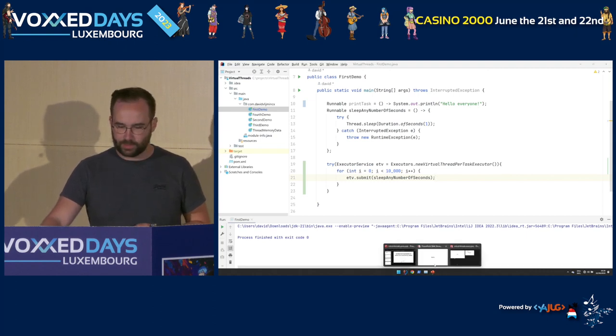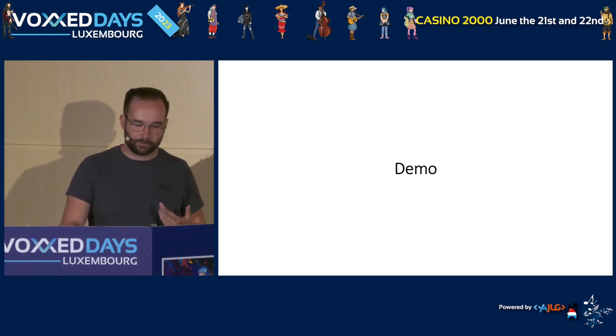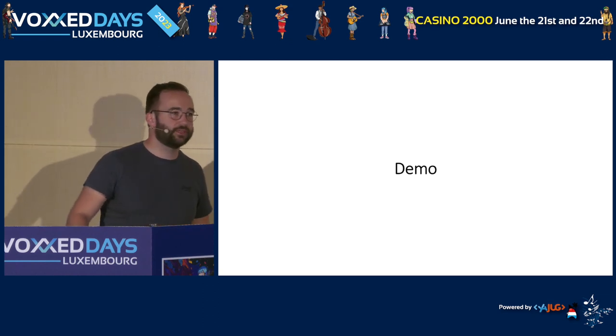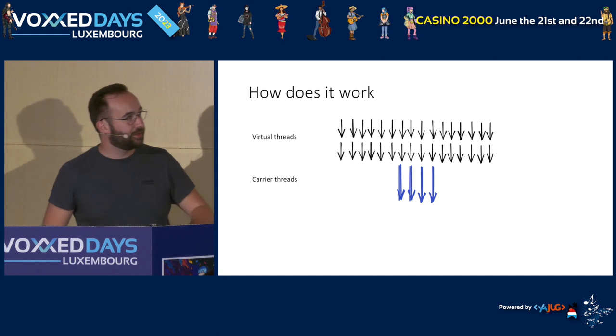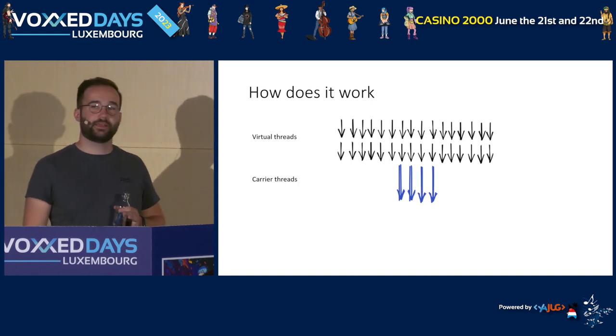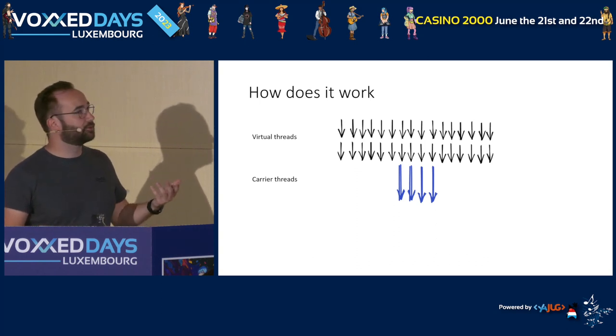So let's get back to the slides. Because I just ran 10,000 threads, but I'm also doing it just on a laptop. And as you may expect, it doesn't have 10,000 cores. So how do these virtual threads run? These virtual threads run on what is called a carrier thread. And a carrier thread is nothing more than just a platform thread designed to run virtual threads.